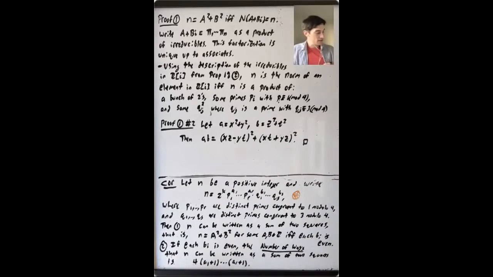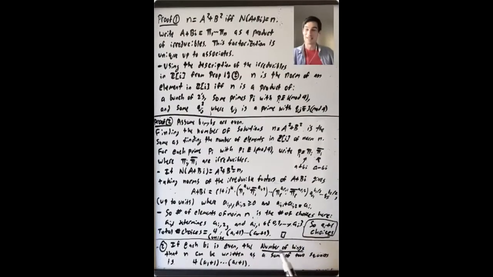Okay, so I'll pause and erase, and we'll prove this second statement about the number of ways that n can be written as the sum of two squares in the case that all of these exponents for prime factors that are 3 mod 4 are all even. Let's now give the proof of this second part of the corollary that says in the case where each of these b_i's, these exponents corresponding to primes that are 3 mod 4, is even, and n can be written as a sum of two squares, how many ways can n be written as a sum of two squares?